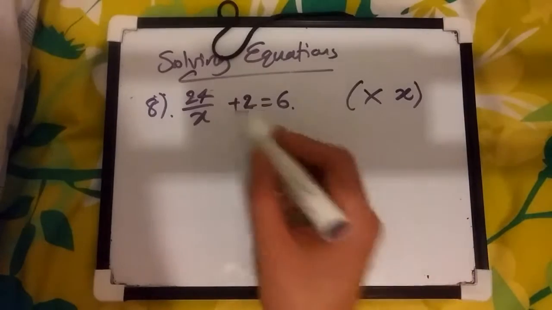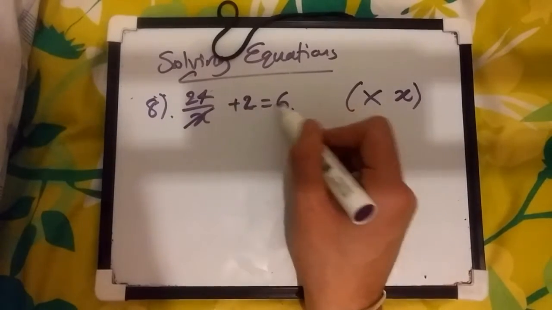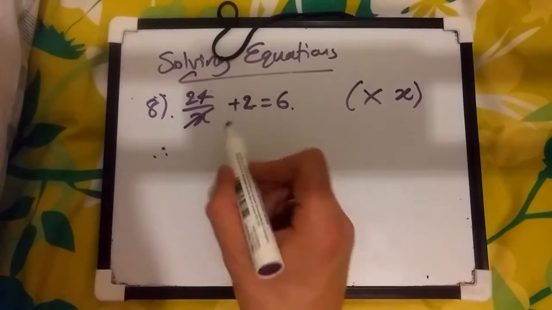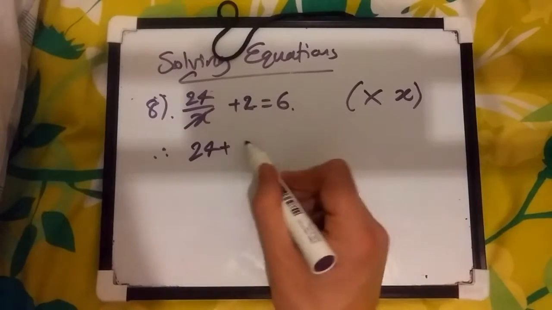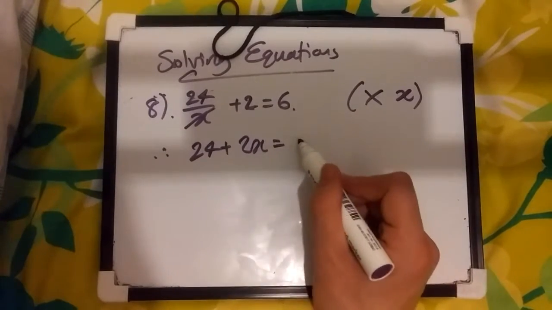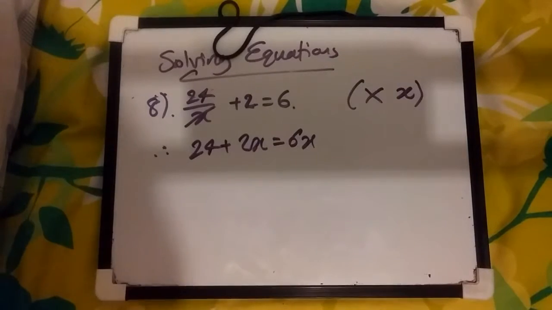So multiplying x across, this is going to be gone. This will have an x, this will have an x. So therefore we have 24 plus 2 times x is 2x. 6 times x, 6x. Done.